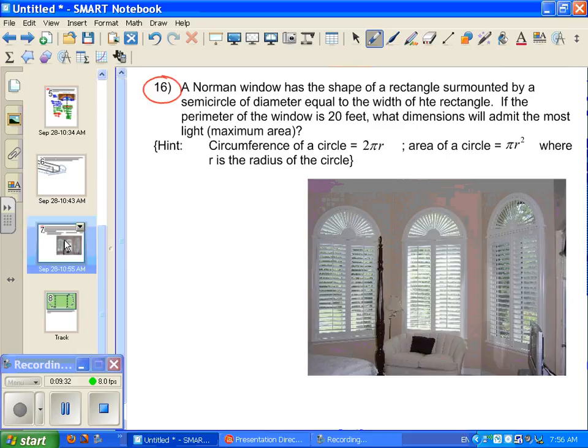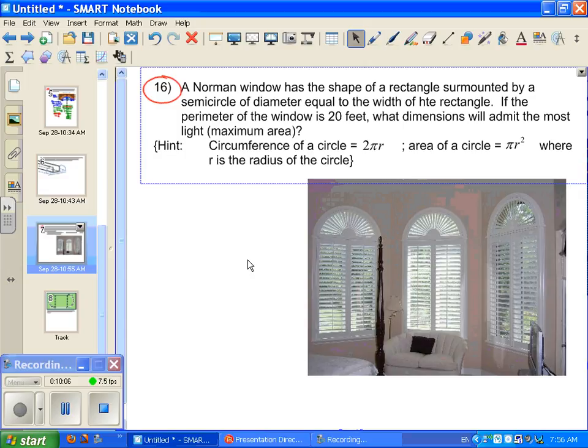All right. A Norman window has the shape of a rectangle surmounted by a semicircle of diameter equal to the width of, I think that's supposed to be the rectangle. Are you guys going to use the word surmounted today? You should. It's a good one. All right, oh no. Well, it's just going to have to stay as it is.